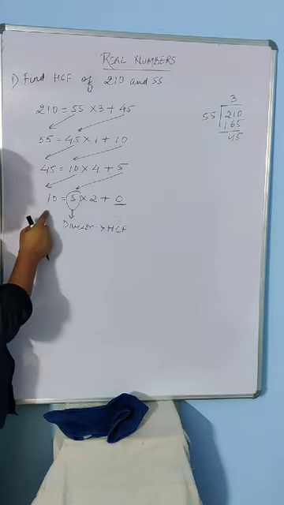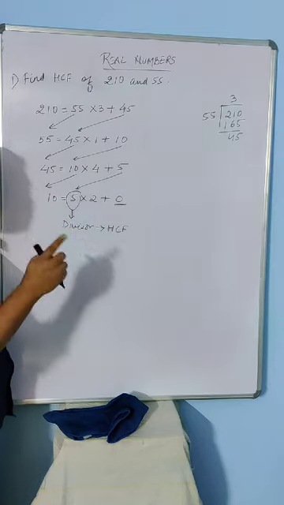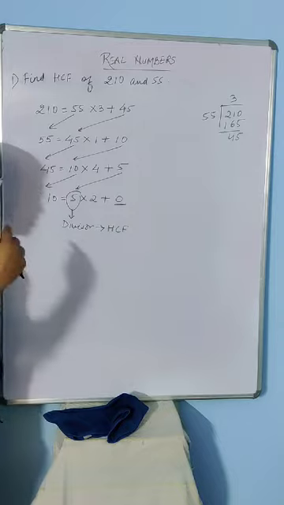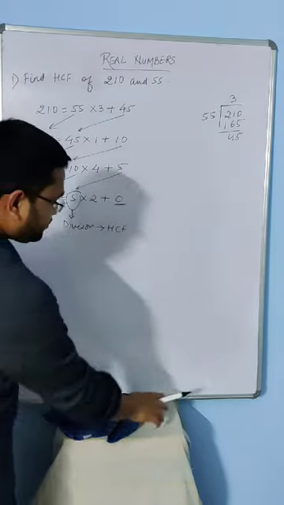Let the rule be dividend is equal to divisor into quotient plus remainder at every step. Do not mess it up. Okay? I hope you understood. Let's do one more problem now.